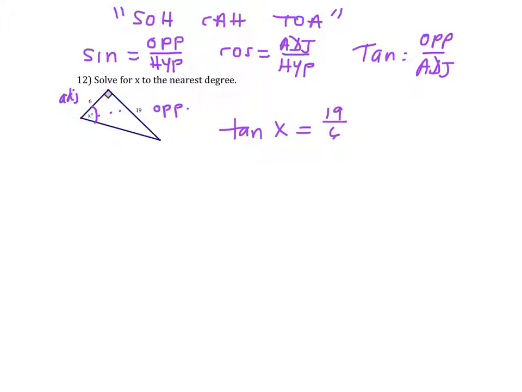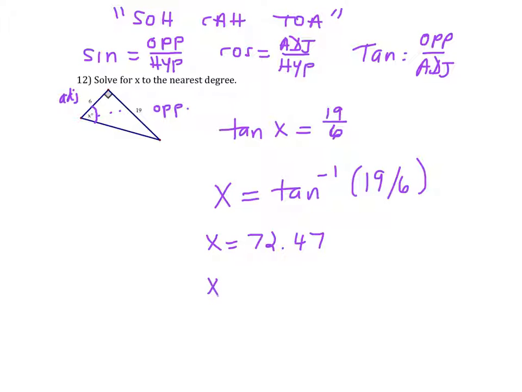Okay, so when you are looking for an angle, as we are in here, this is where you need to use the inverse tangent. So say x equals tangent to the negative 1 of 19 divided by 6. So again, that's called the inverse tangent. Go to your calculator and type it in. So you just press second, tangent, 19 divided by 6, and hit enter. And then it says that we want to solve to the nearest degree. It comes out as 72.47. So to the nearest degree, we'll say 72 degrees.